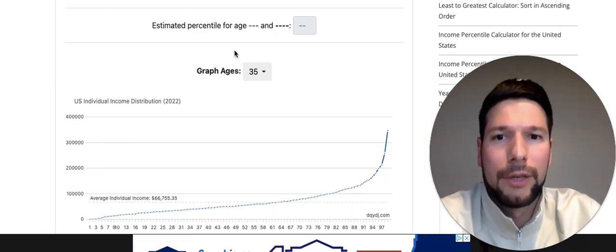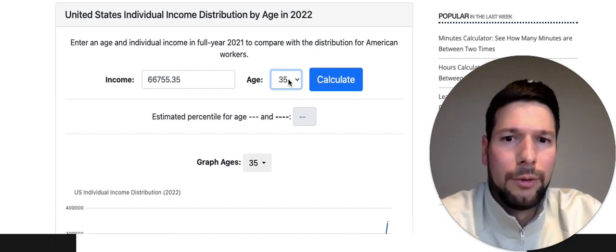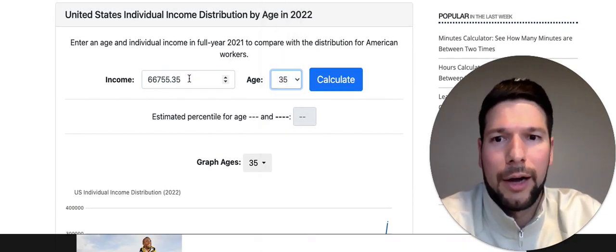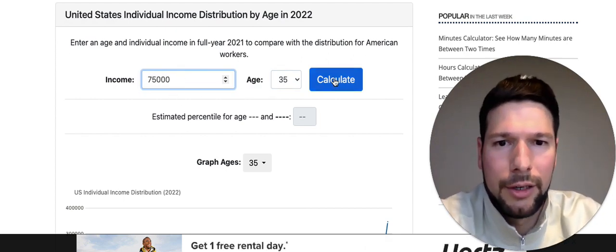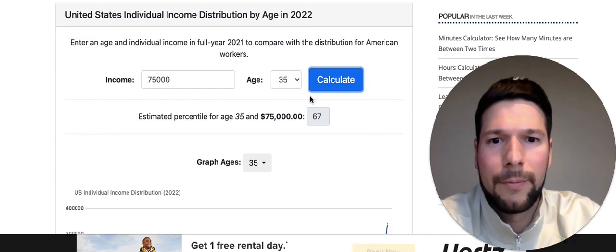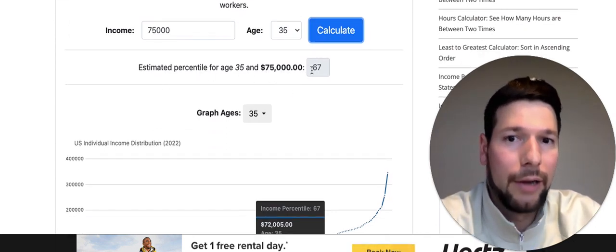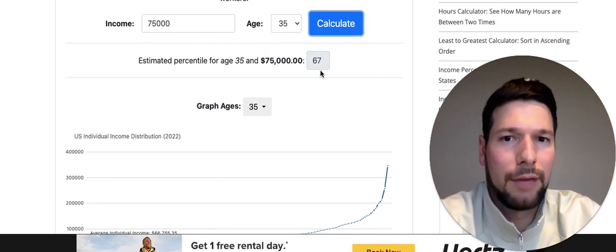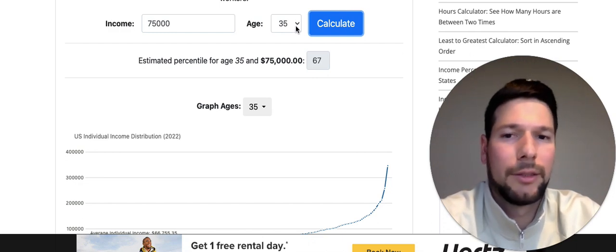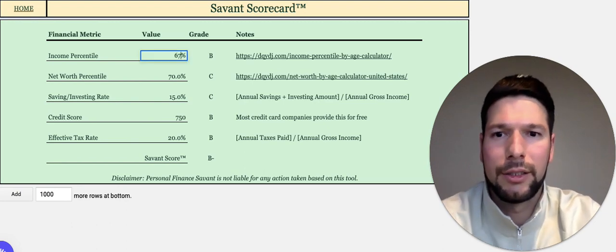And if I just click on that quickly, let's say, for example, you're 35 years old, your income is $75,000 a year, you hit calculate, and this tells you that your percentile is 67th percentile. So you're making more money than 67% of other 35-year-olds in the United States specifically. So you go in here, you say 67%.